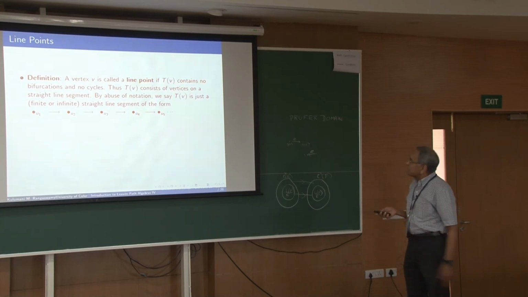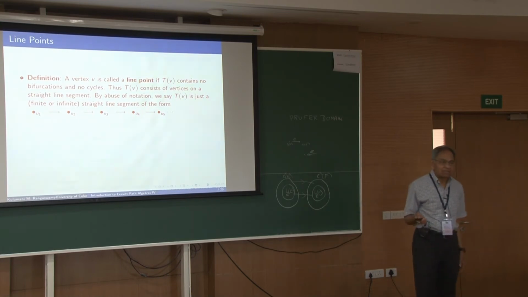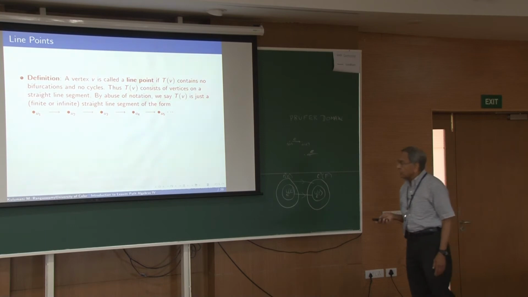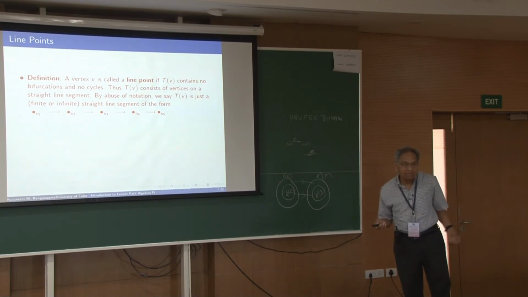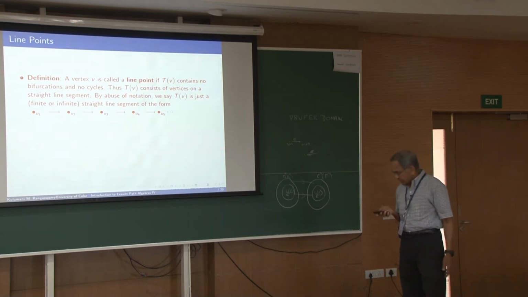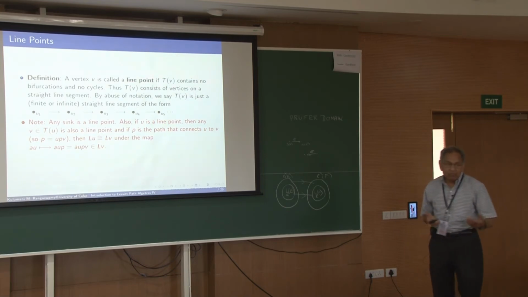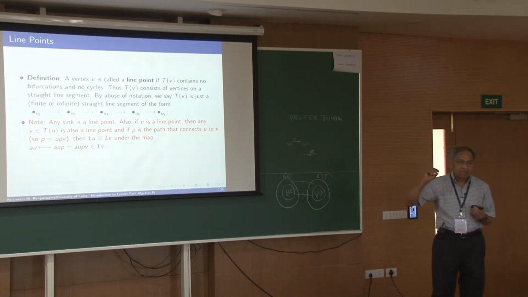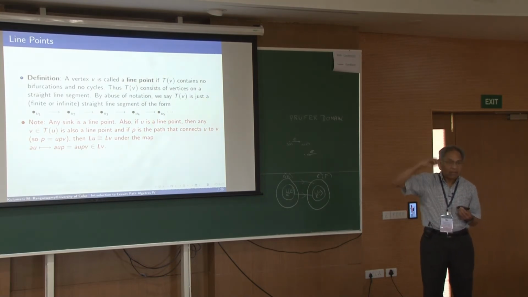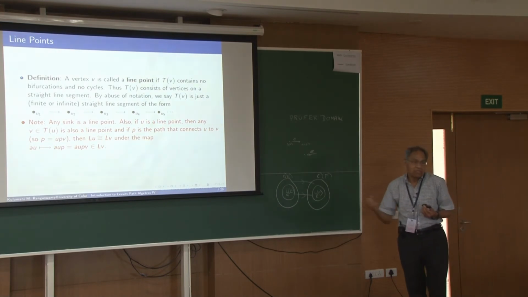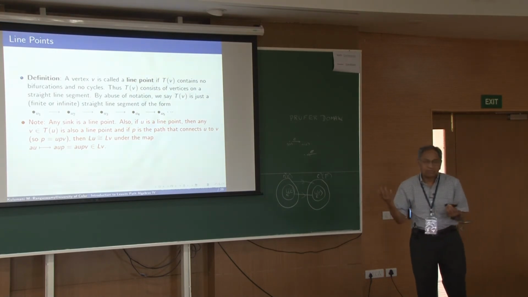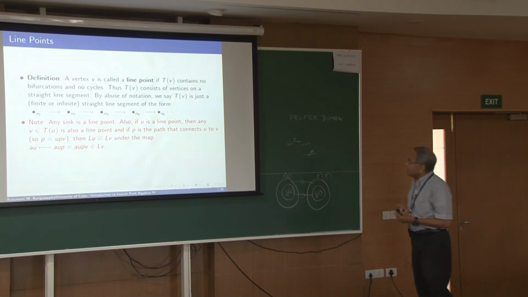So loosely we say the tree is simply a line segment. Even though the tree consists of only vertices, we simply say line segment. As an example, you can see that any sink is a line point, because a sink is one that has no edges coming out of it. So the tree of a sink is simply the vertex itself. So trivially, it is a line point.